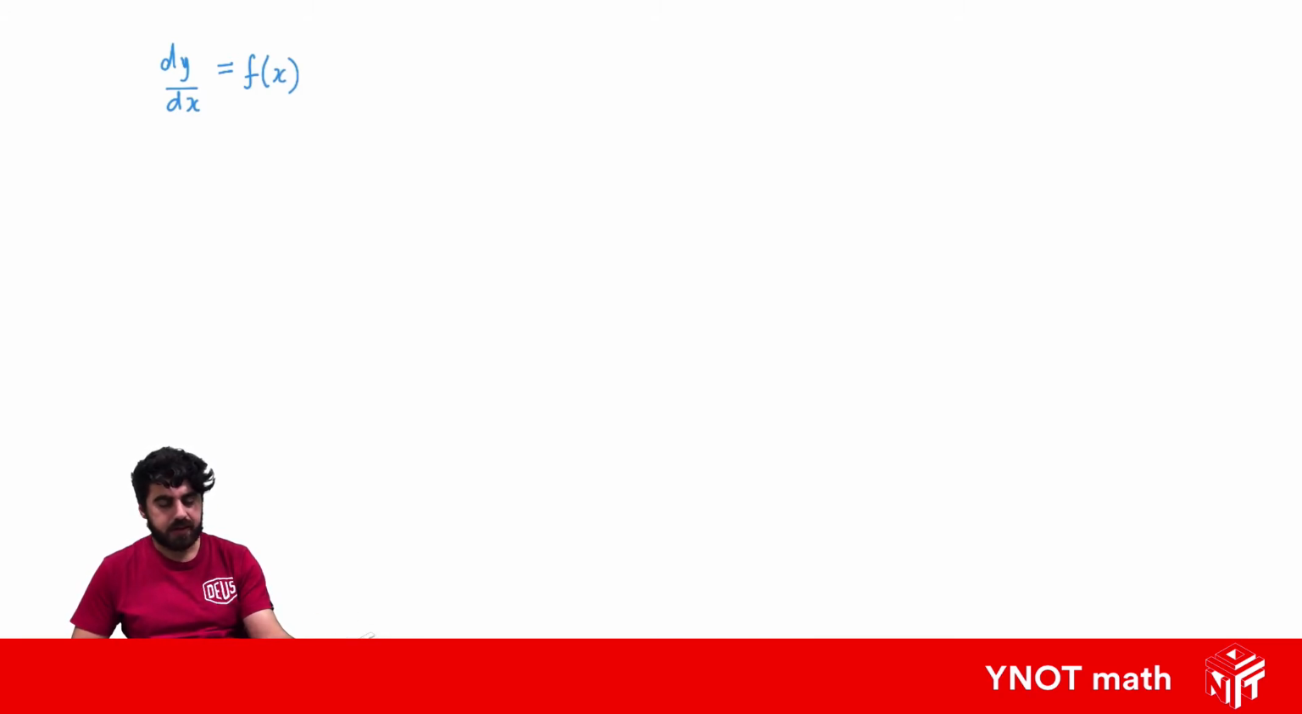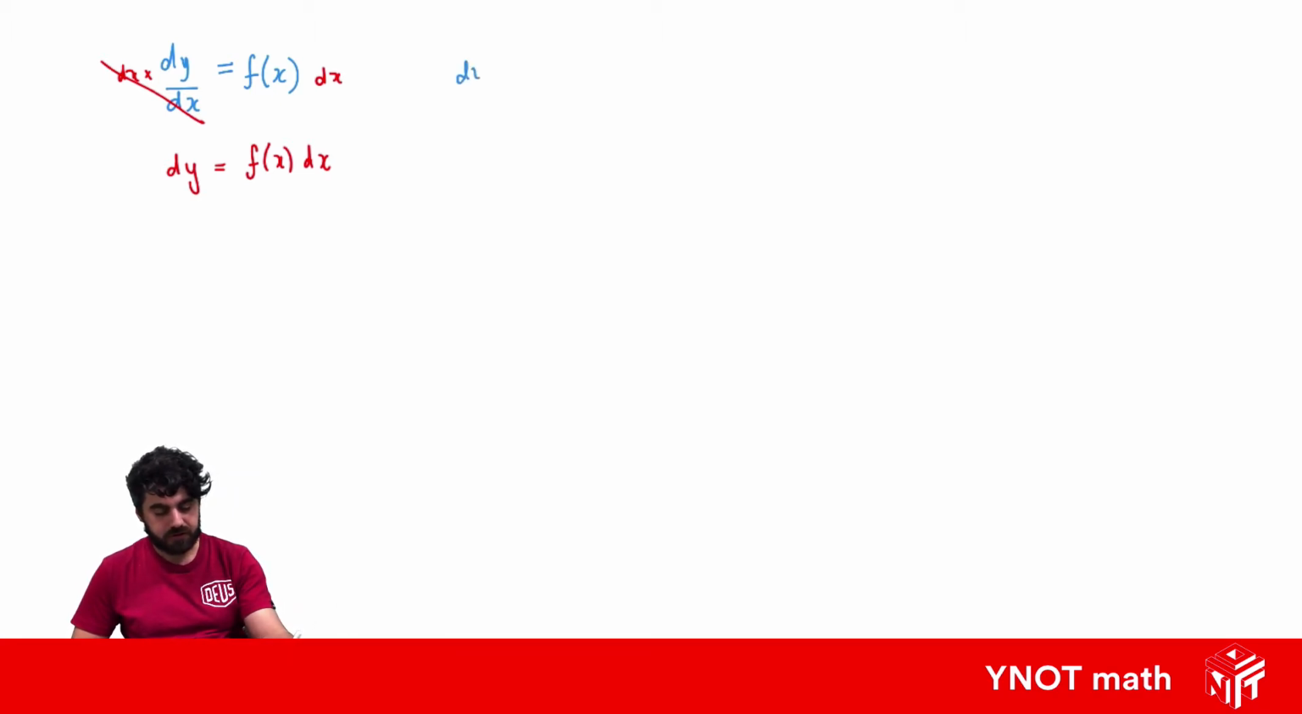And these can be relatively simple to solve because we can imagine timesing both sides by dx, where these dx's will cancel out and we'll have dy equals f of x dx, and then we could integrate both sides with little problem. So let's have a look at an example.